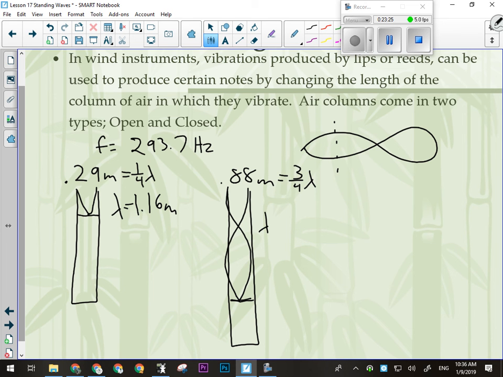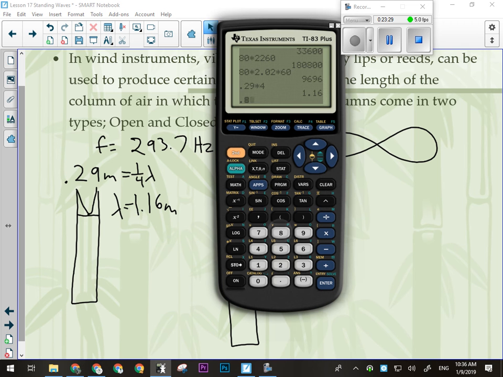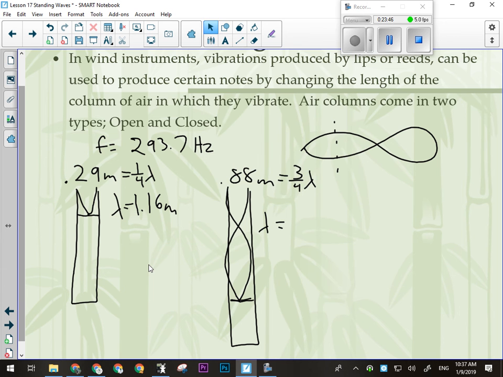All right, so that means that lambda is one. Look at that. Is that pretty close? It should be pretty close. I used the same tuning fork in both situations, right? It should have the same wavelength if it's the same tuning fork. So we got 1.17 for that one. That's not too bad. Okay, meters.